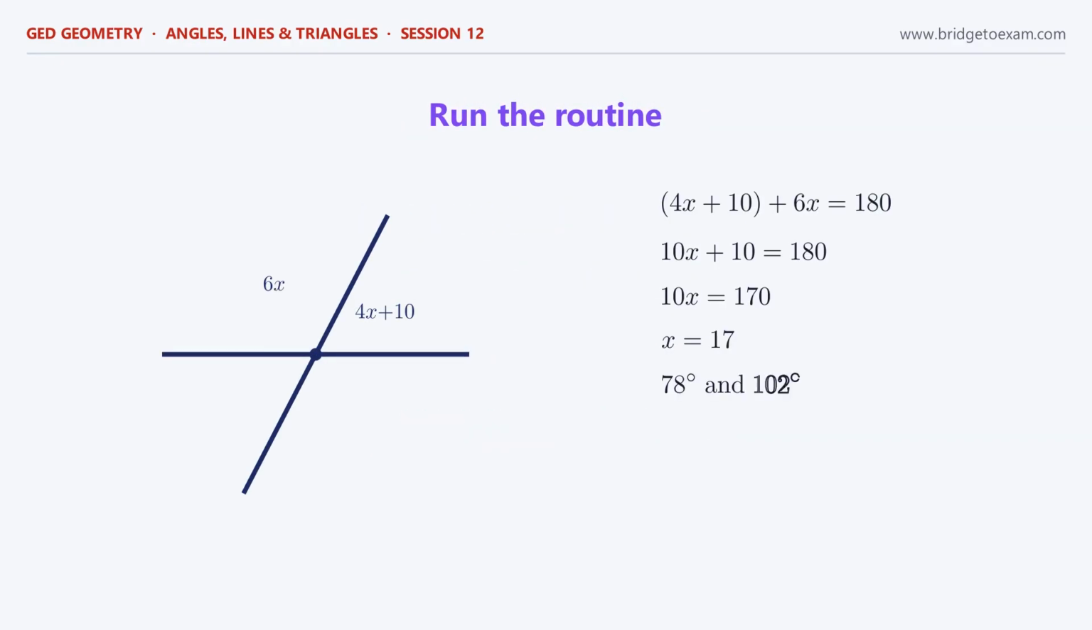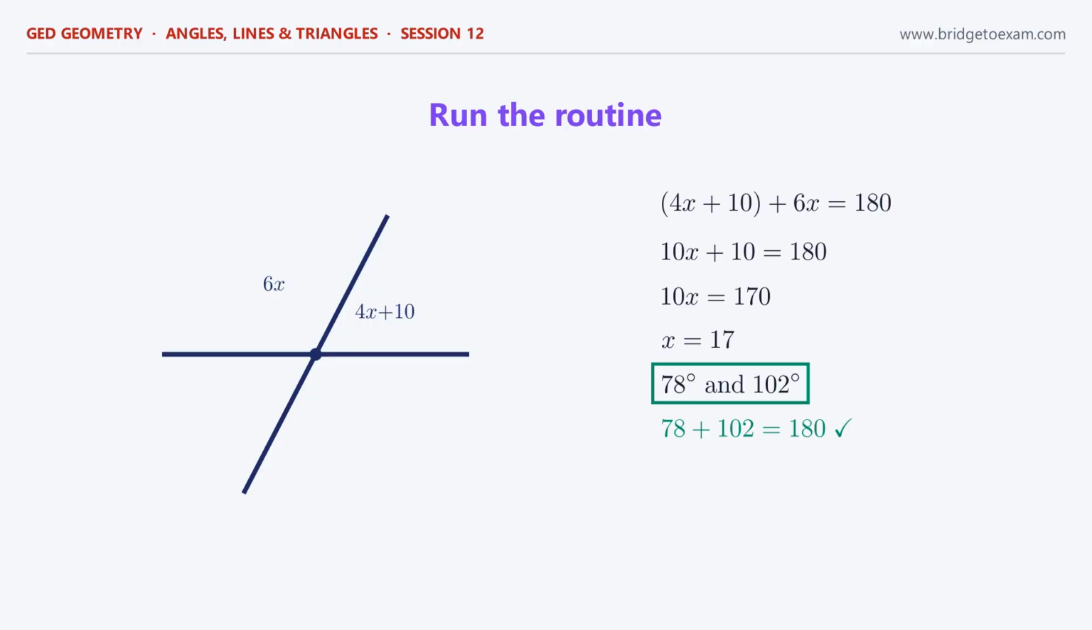Two lines cross. One angle is labeled 4x plus 10, and the angle right next to it is labeled 6x. Step 1. Mark the facts. Two lines crossing, two adjacent angles. Step 2. Name the relationship. These two are adjacent on a straight line, so they're supplementary. Step 3. Write the equation.